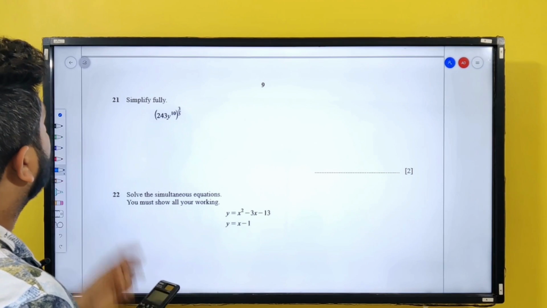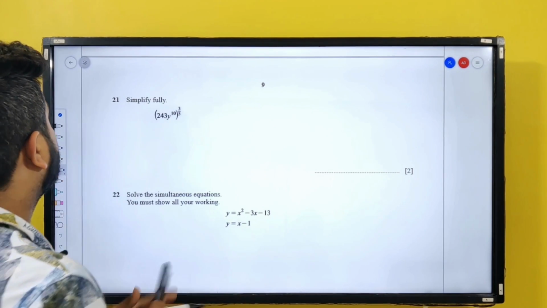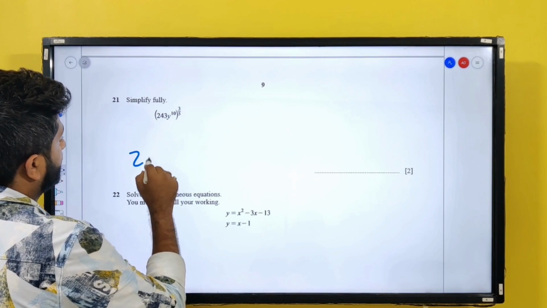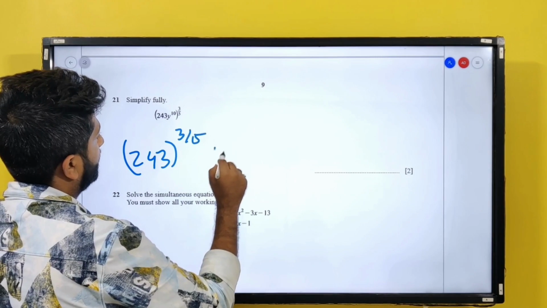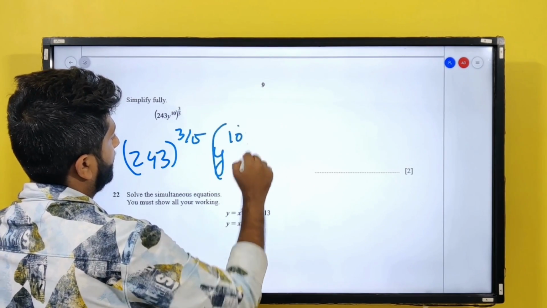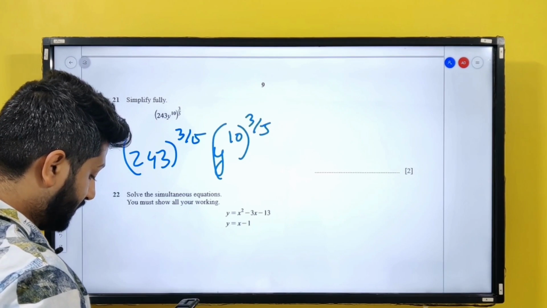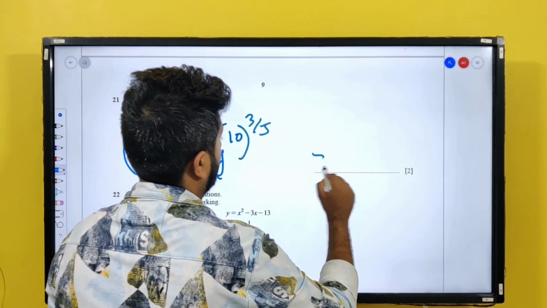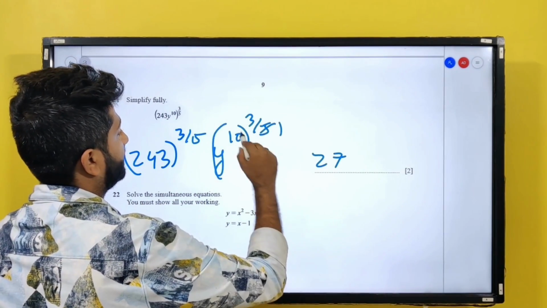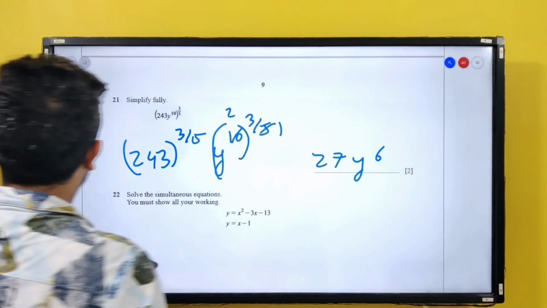Simplify 243 to the power 3 by 5 times y to the power 10 to the power 3 by 5. So 243 to the power 3 by 5 is 27. This is 5 ones are 5, 5 twos are 10, so y to the power 6.